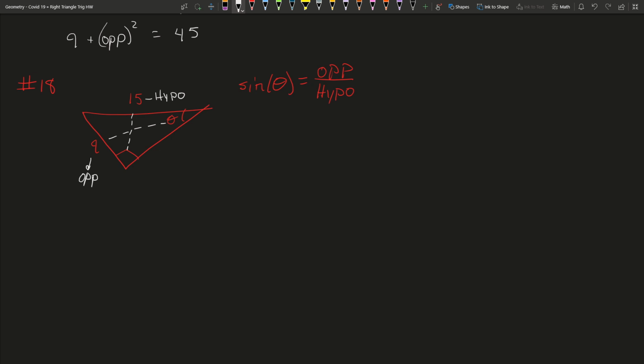So we actually have both of the things we need in order to finish this problem. Opposite is 9, hypotenuse is 15, and then we can simplify that. 3 goes into both 9 and 15, so our answer ends up just being 3/5. Questions on that problem?